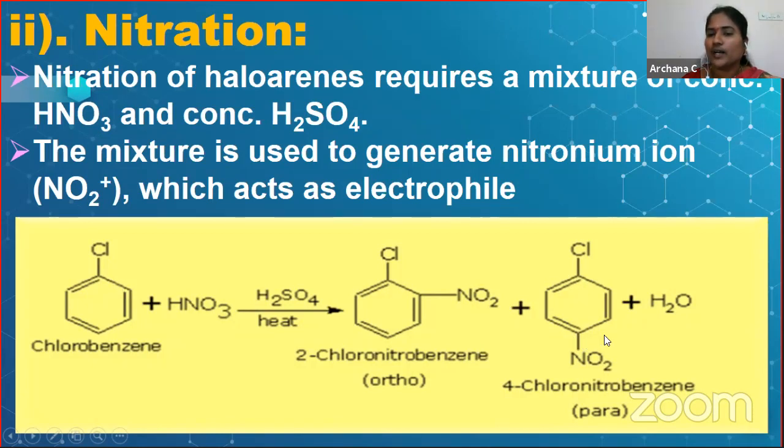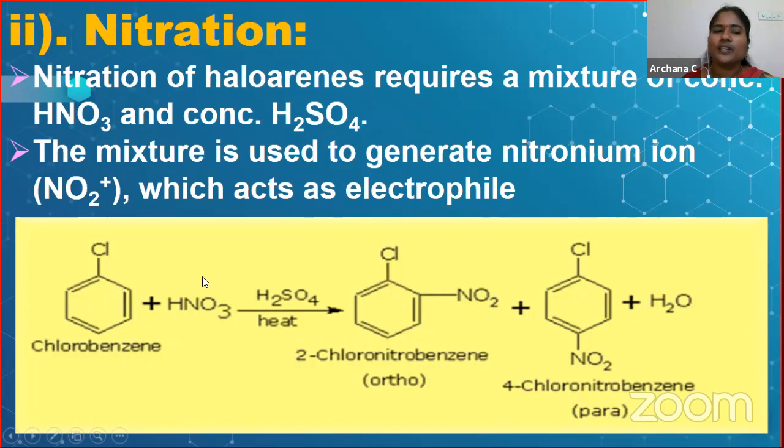One more product is where the chlorine is at the fourth position: 1, 2, 3, 4. At the fourth position chlorine is there. Therefore we are calling the IUPAC name 4-chloronitrobenzene. So these are the main products formed in this nitration.